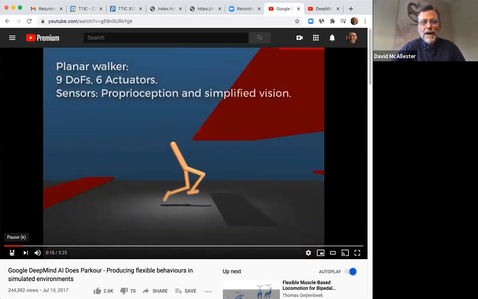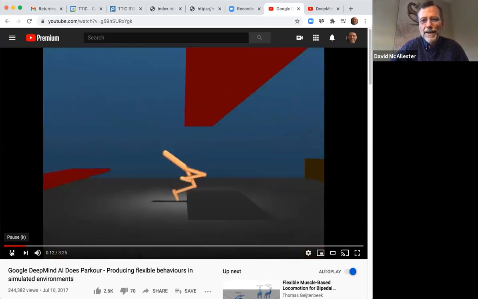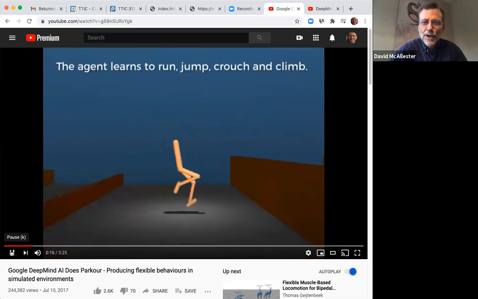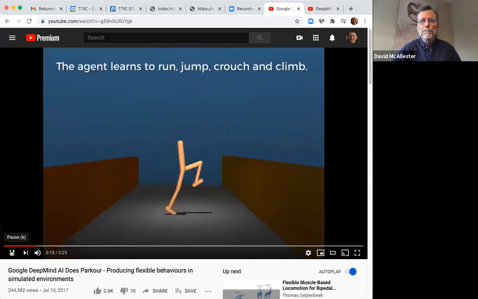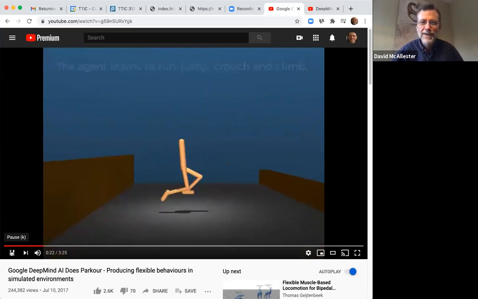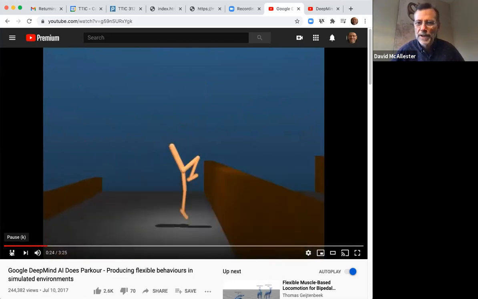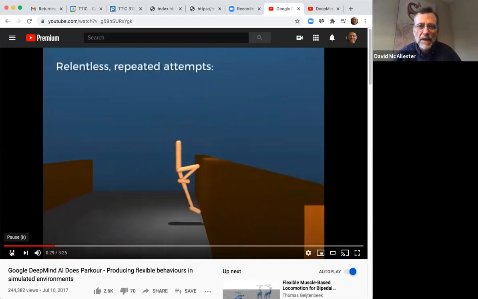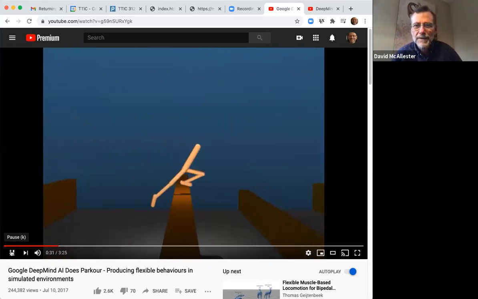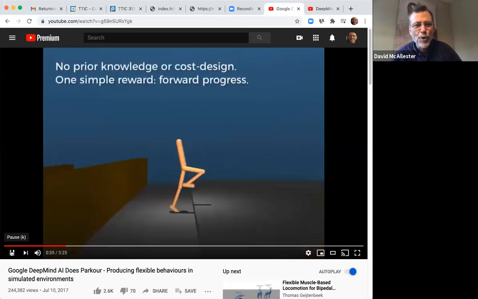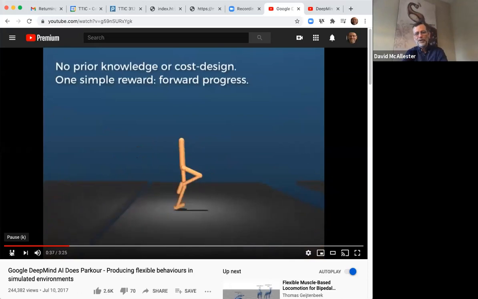So this is talking about what sensors it has and how many degrees of freedom it has. And here I think we're just optimizing forward progress, doing continuous gradient descent on the control of this robot. And this was fun to watch. I mean, this is parkour, which is always fun.